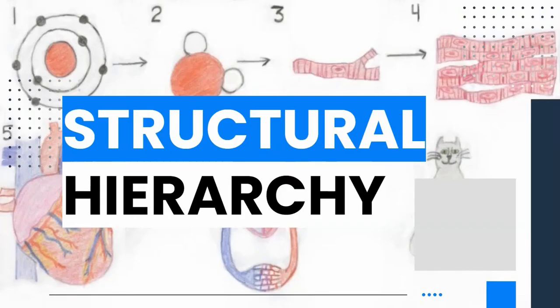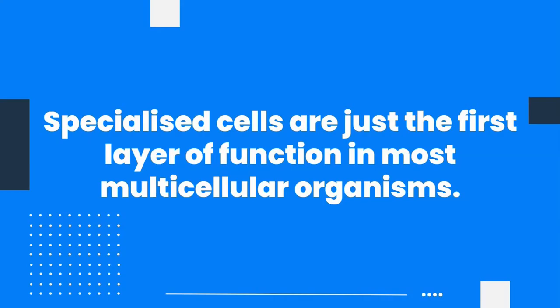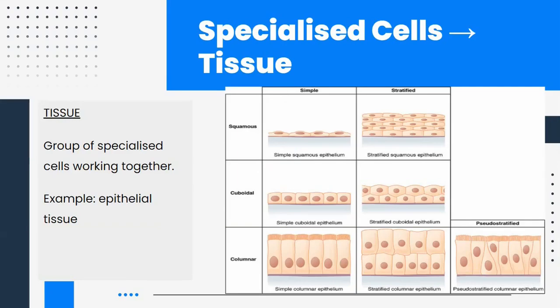So now let's look at structural hierarchy. When we talk about structural hierarchy, we are starting with our specialized cells and then building from there. So it's just showing you how that building up of specialized structures works, starting from your specialized cells. So as we said here, it's the first layer, and that's your first layer of function, specialized cells. You have your different types. And then from specialized cells, the next level would be your tissue.